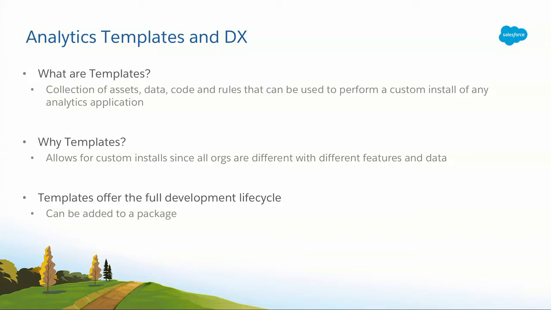All the orgs are different. They have different data, different features. So by using templates, you can have a little wizard that pops up, and you can answer questions and allow the app to be installed the way you want it to be installed. Templates also support the full development lifecycle. They can be added to a package and distributed that way. I added this slide because in the examples I'm using, Wave Template Bundle is the metadata type for templates. That's what I'm going to be focusing on for showing the development lifecycle of DX with analytics.